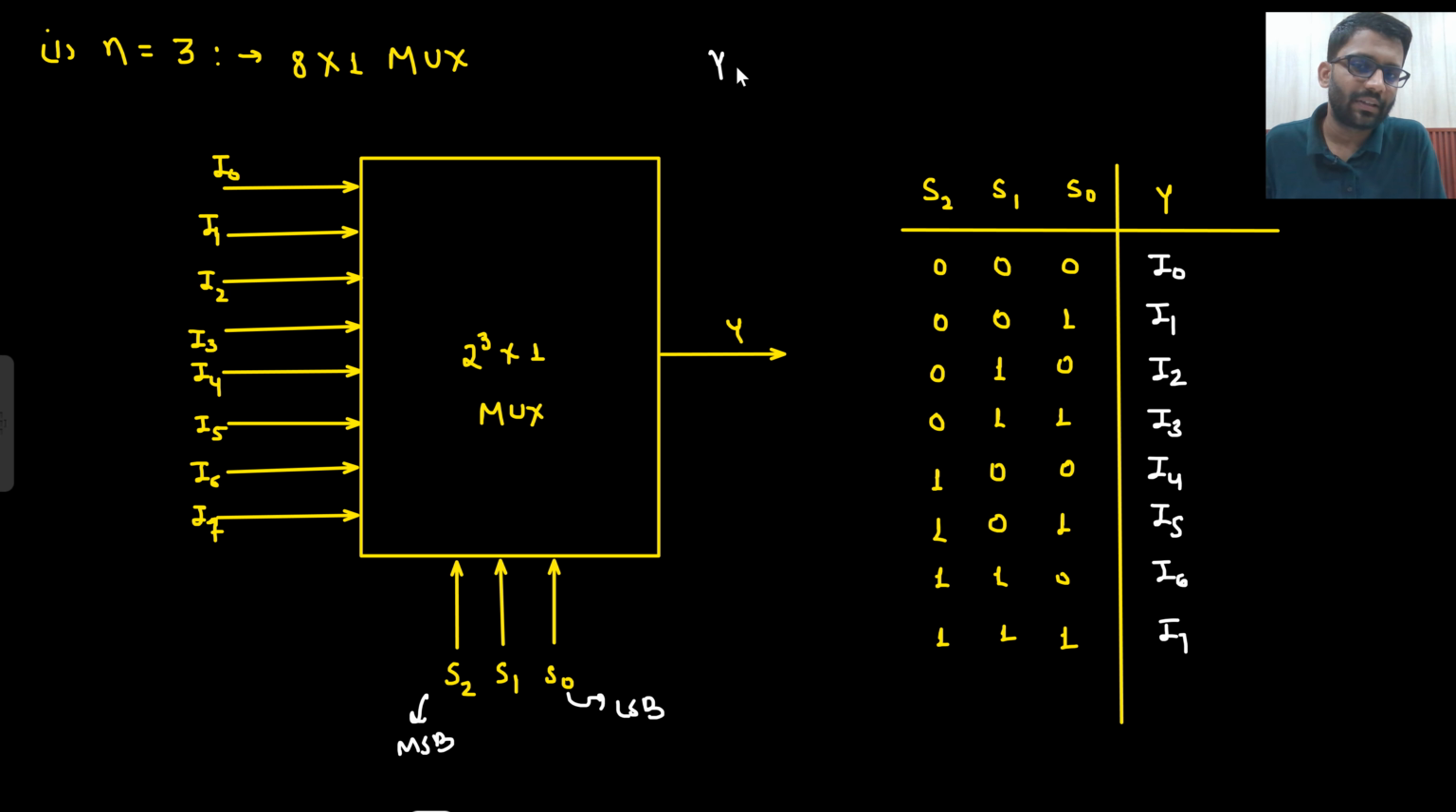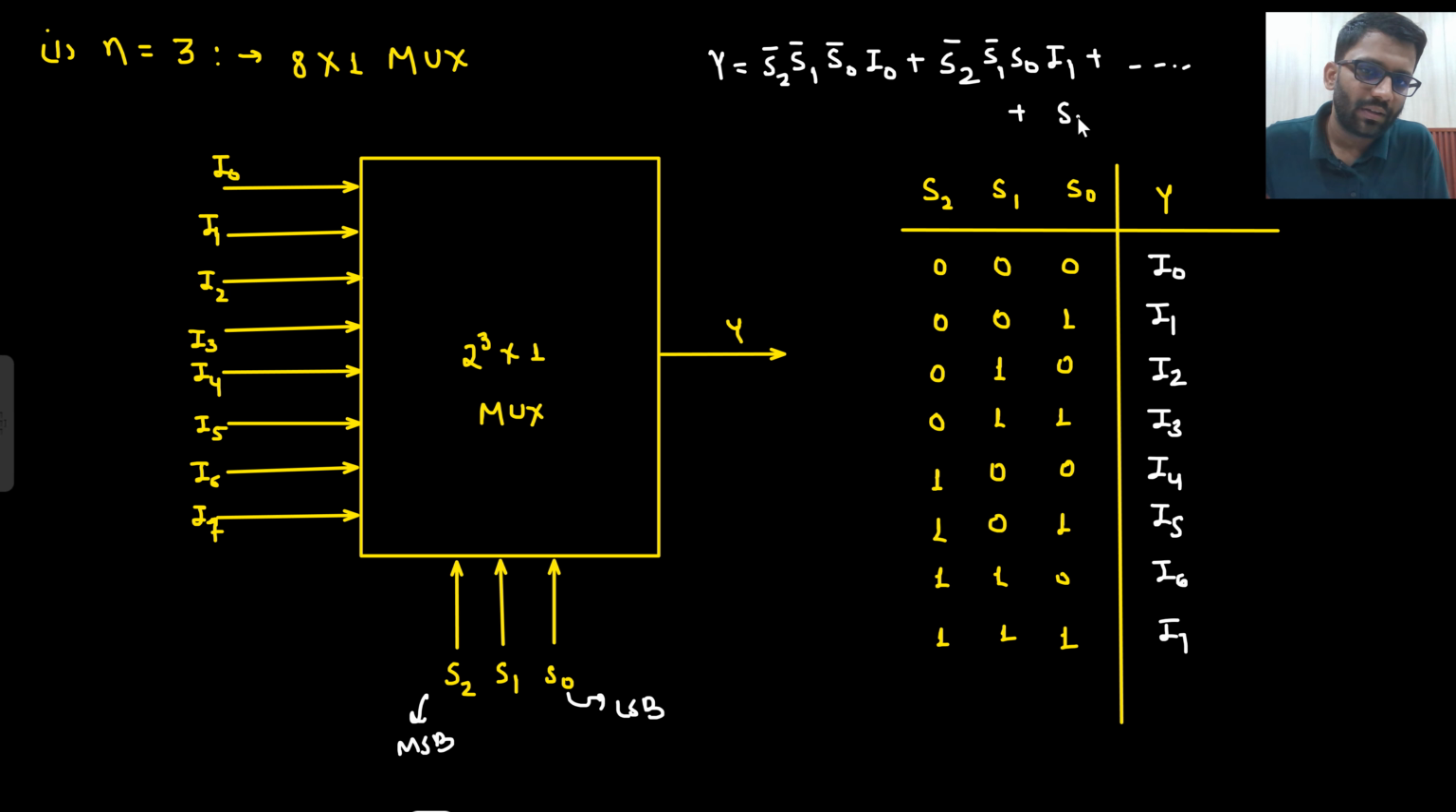You can write down the Y expression. If S2 bar, S1 bar and S0 bar, then I0 will be my output. If S2 bar, S1 bar, S0, then I1, and in that manner it will keep on going. You can write it down. If S2 is there, S1 is there, S0 is there, my output will be I7.